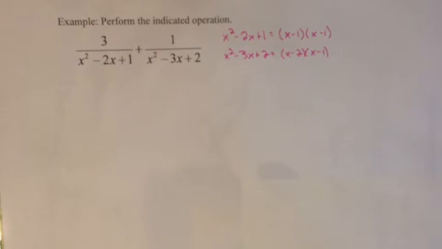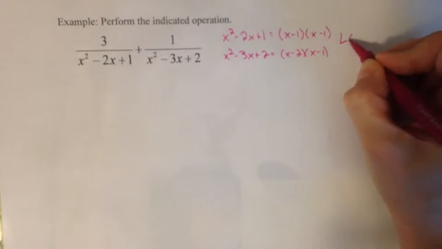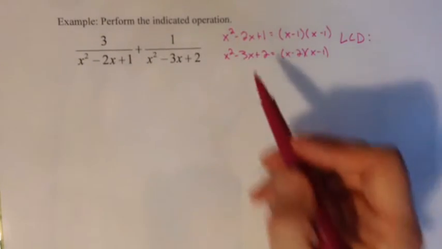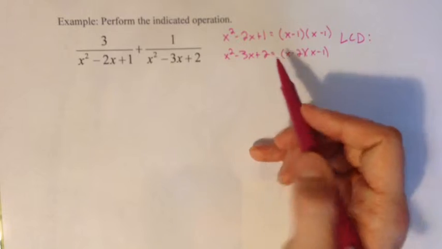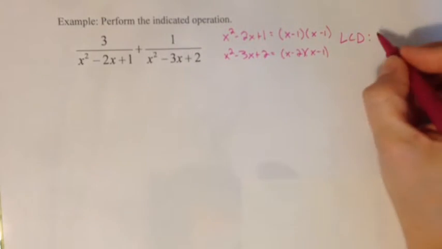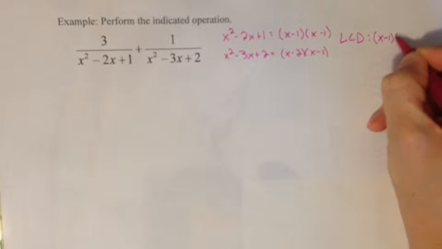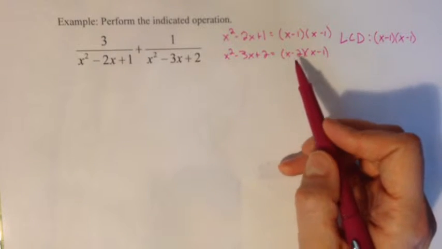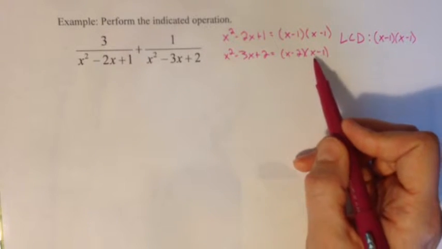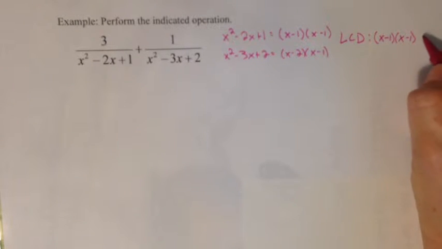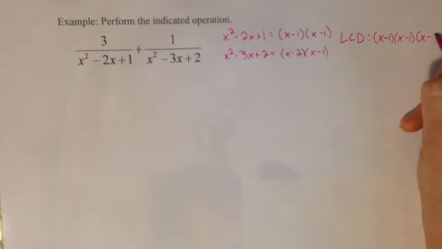Now I'm going to write down my least common denominator. Remember that my least common denominator needs to have the factors required to make up each of my two denominators. My first denominator needs an x minus 1 and another x minus 1. So x minus 1 times x minus 1. Or we could write x minus 1 squared if we wanted to. Now my second denominator requires an x minus 2 and an x minus 1. I already have an x minus 1, so I don't need another. But I do need this x minus 2 piece.